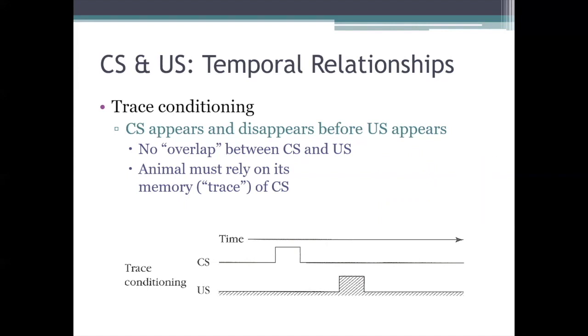Okay, I'll show it again. So the light, the CS, gets turned on. It remains on for a little while, and then it gets turned off before the shock, before the US is delivered. So we call this trace conditioning because the idea here is that the animal has to retain a memory. It has to retain some trace of the conditioned stimulus in memory in order for it to associate that stimulus with the later occurrence of the unconditioned stimulus. Okay, so that's called trace conditioning. Again, in trace conditioning, the CS both appears and disappears before the US appears.